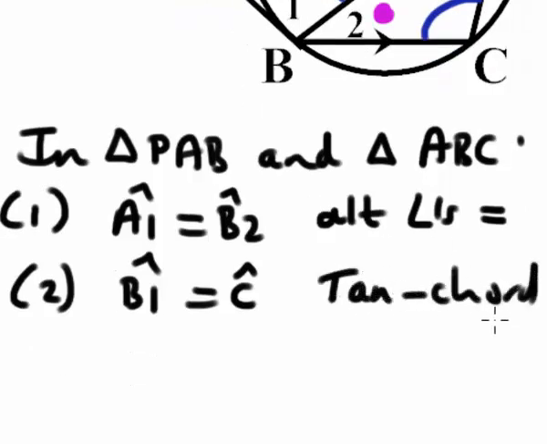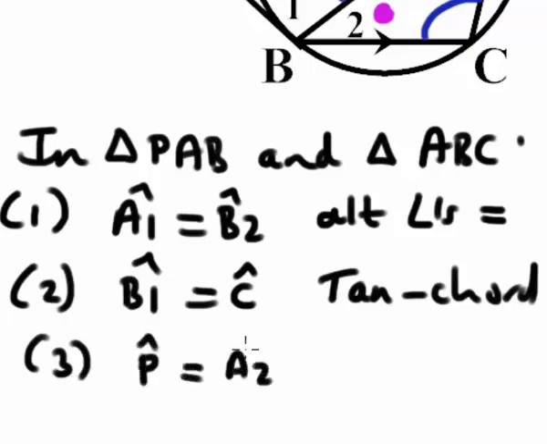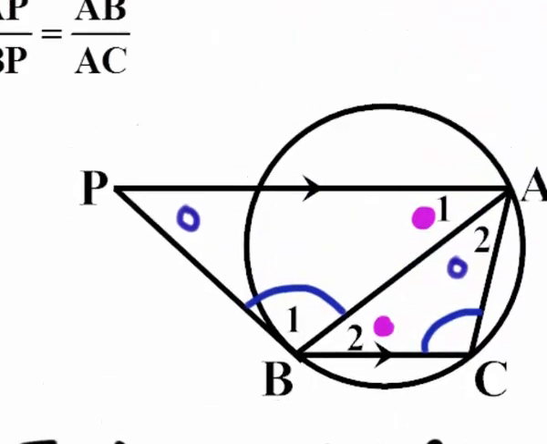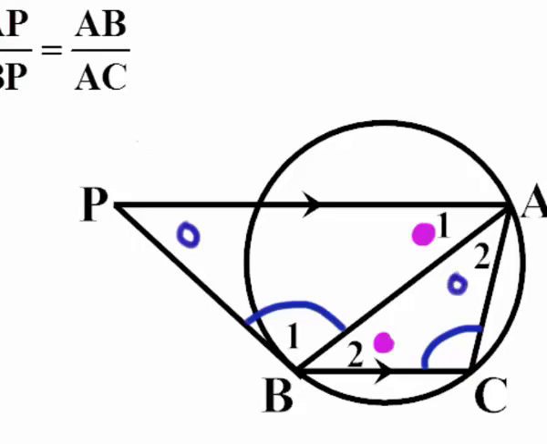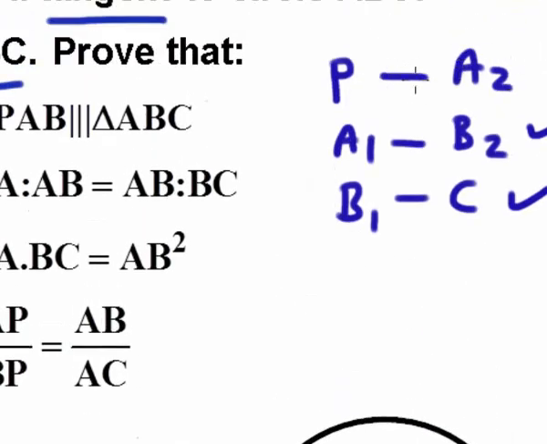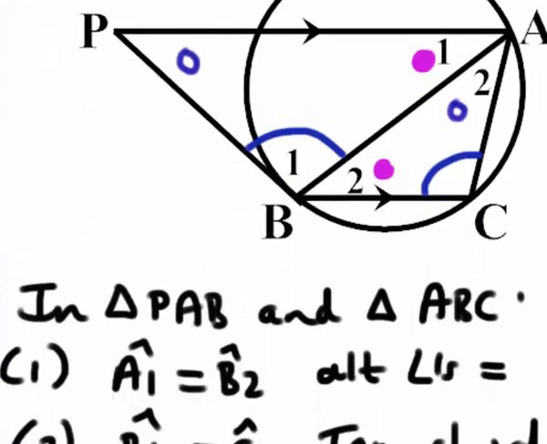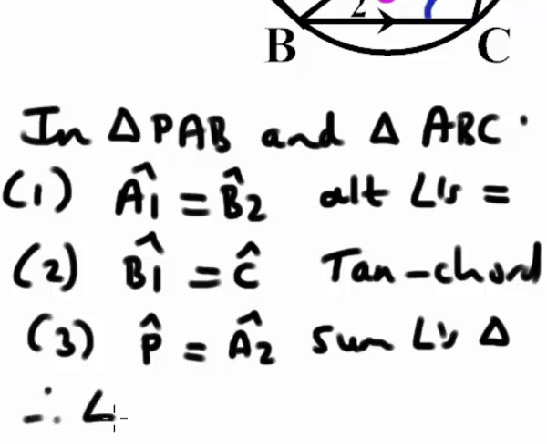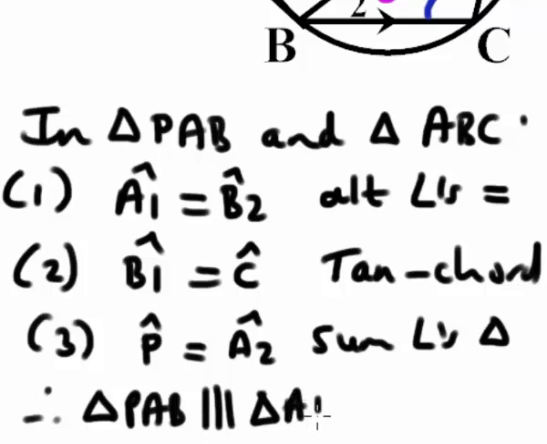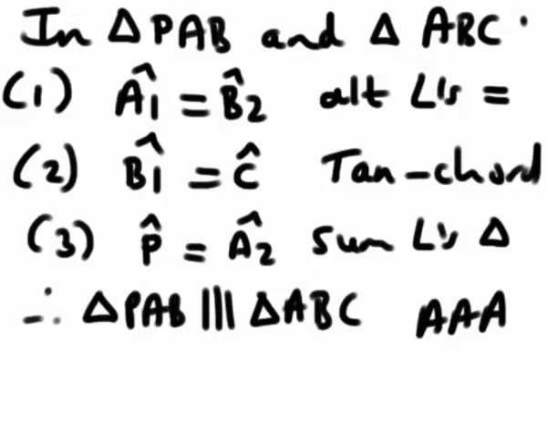The tan chord theorem. And then the last one, angle P is equal to A2. That will be the sum of the angles of the triangle. So this is your kind of weakest link here. That comes from the sum of the angles of a triangle. Okay, so then we can say that therefore triangle PAB is similar to triangle ABC. The reason, 3 pairs of corresponding angles being equal.